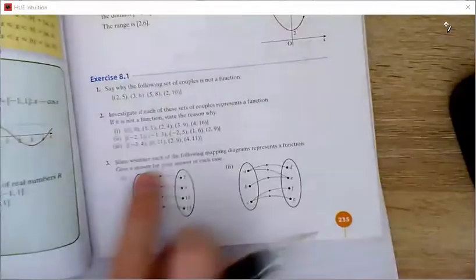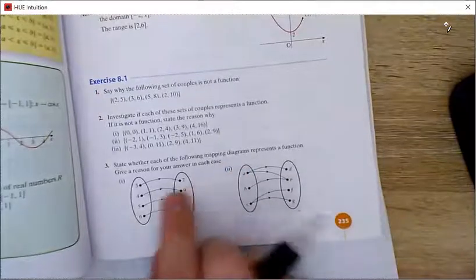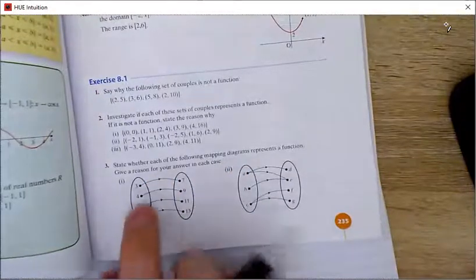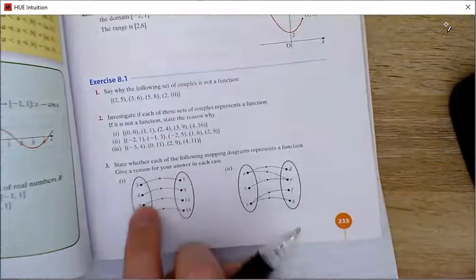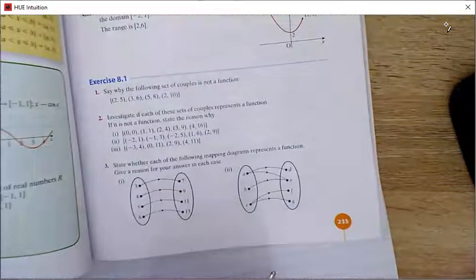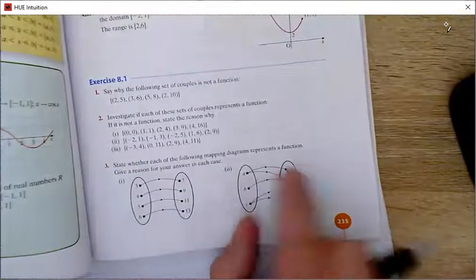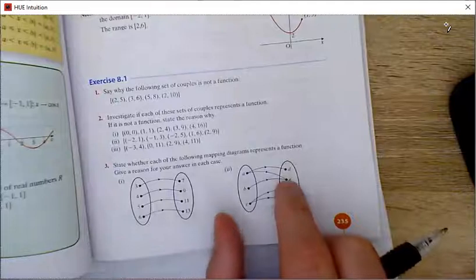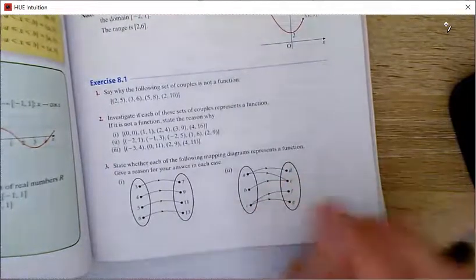Question 3, with these mapping diagrams: do each of the following mapping diagrams represent a function? Give a reason for your answer in each case. So 3 in gives just one output, 4 has one output, 5 has one output, and 6 has one output. That's fine, yes, it's a function. Here, A has an output at D or at E. So if you plug an A in, you don't necessarily know what you're going to get out. There's more than one answer, so that is not a function.